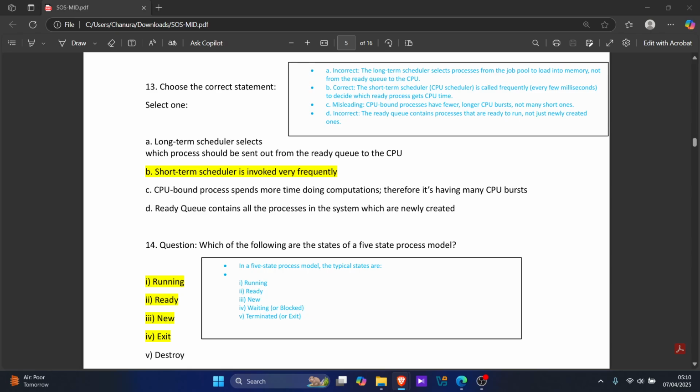C, CPU-bound process. Many CPU bursts. As discussed, CPU-bound have longer bursts, not many. So this is incorrect. D, ready queue contains all new processes. No, new processes are in the new state. Ready queue is for processes ready to run, but not all new ones. Some may be waiting for I/O or other resources. Therefore, the correct answer is option B. So the answer should be B.